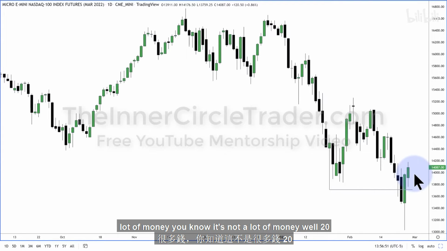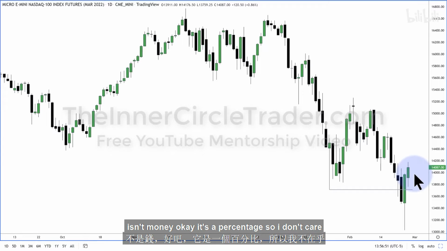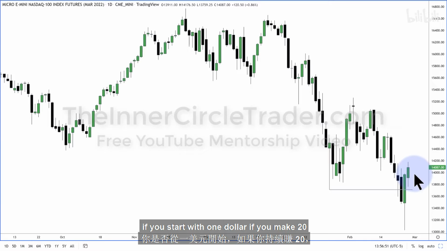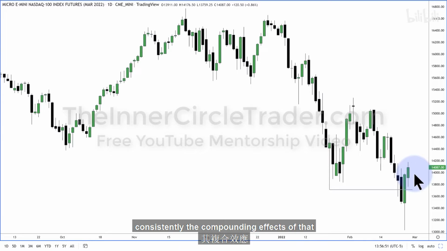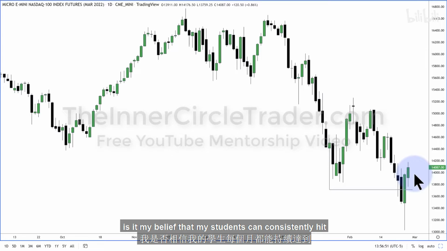Now, some of you are going to think, well, 20% isn't a lot of money. Well, 20% isn't money. Okay, it's a percentage. So I don't care if you start with $1. If you make 20% consistently, the compounding effects of that is astonishing.